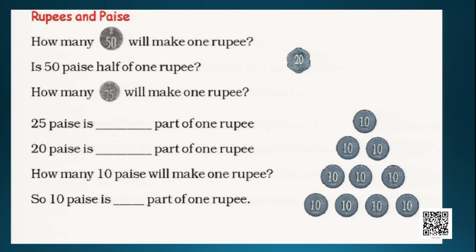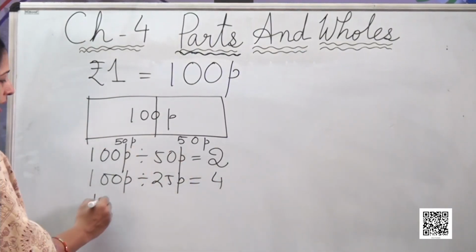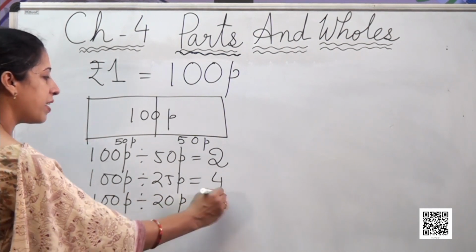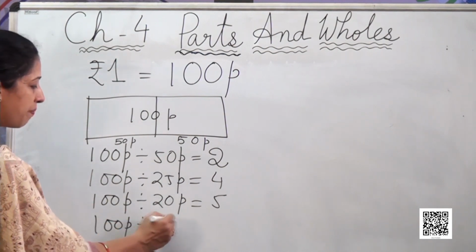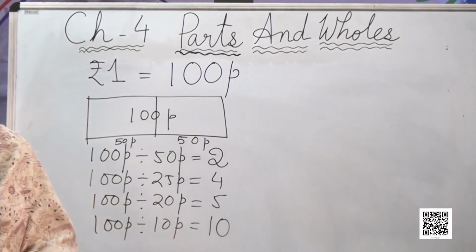Now, another question is given here. 25 paise is dash part of 1 rupee. So, let's find out. Just now we have done this: 100 paise divided by 25 paise, so there are 4 25 paise coins. How many 20 paise coins are there? There are 5 20 paise coins. And 100 paise divided by 10 paise, how many 10 paise coins are there? There are 10 10 paise coins.